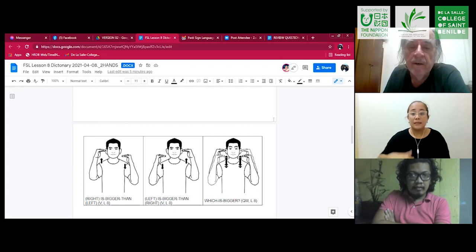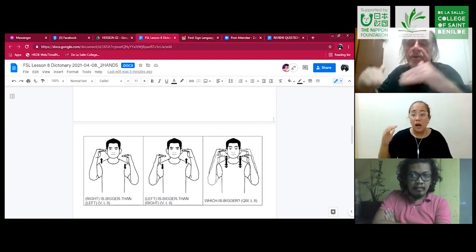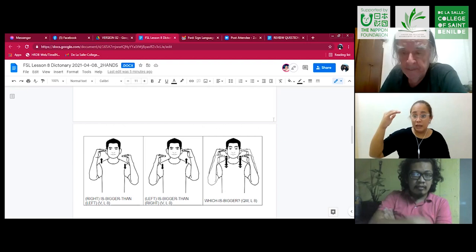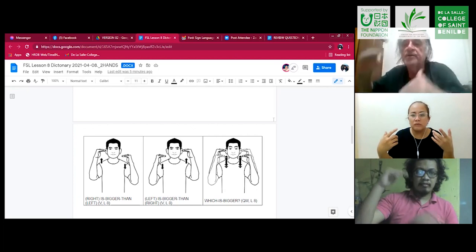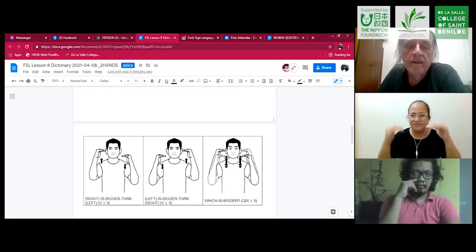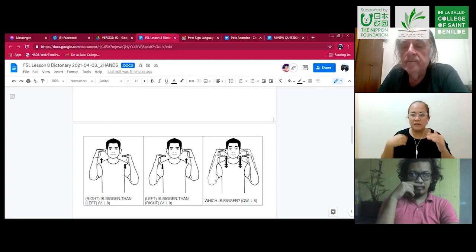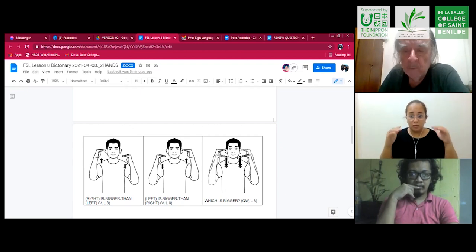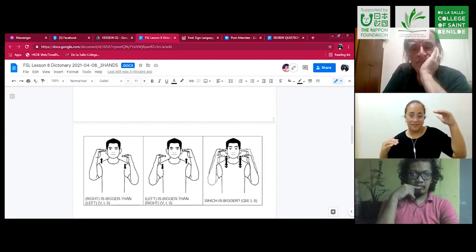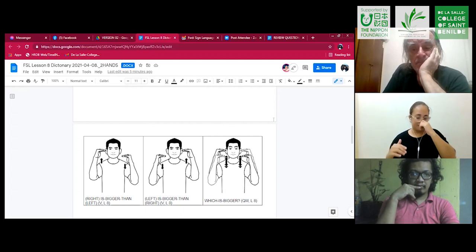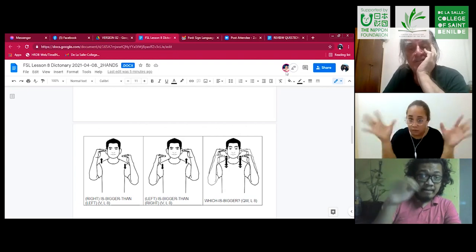Okay, and then which is bigger? The right also starts higher, but the movement is more complex. And then the left is bigger, is the one where the right hand is lowest. I don't know if I explained that clearly or not.